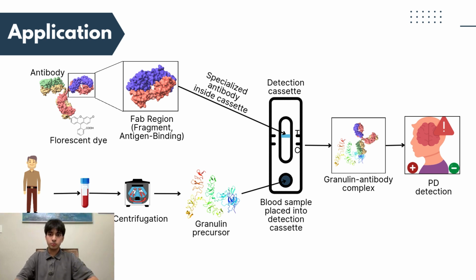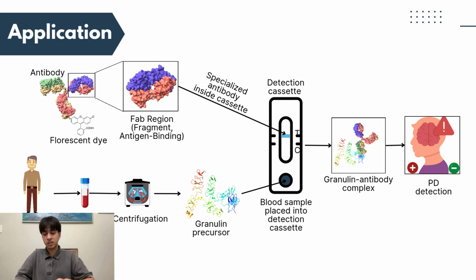Okay, so as you can see, we came up with a pretty simple application test. Our application utilizes a rapid antigen testing detection cassette, and we will be using the Fab region of the antibody, or the fragment antigen binding part of the antibody, and that will be in our cassette first. Then we'll take the blood from someone that may or may not have Parkinson's disease, and centrifuge it so we can separate the plasma and the blood cells.